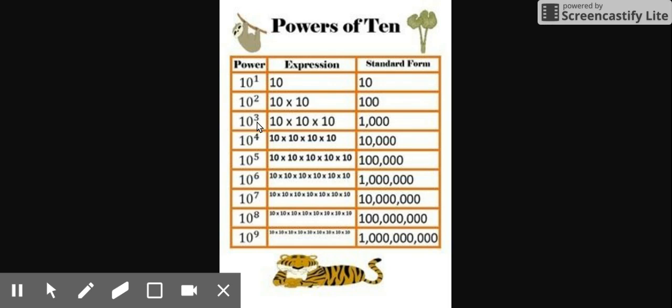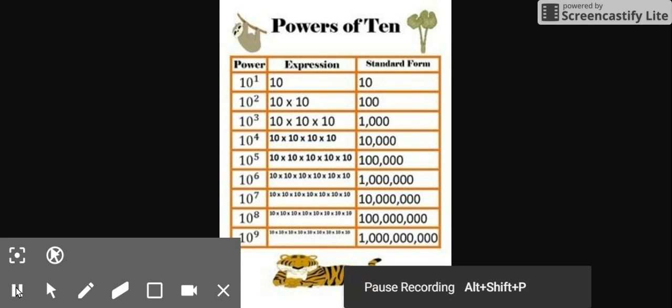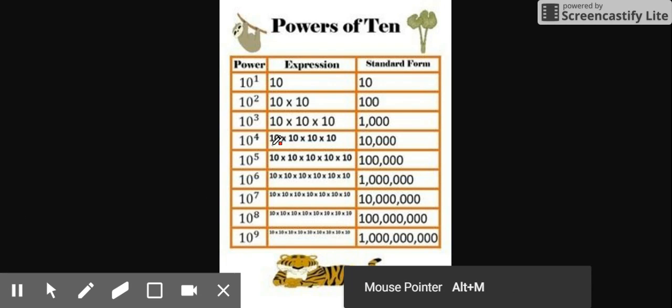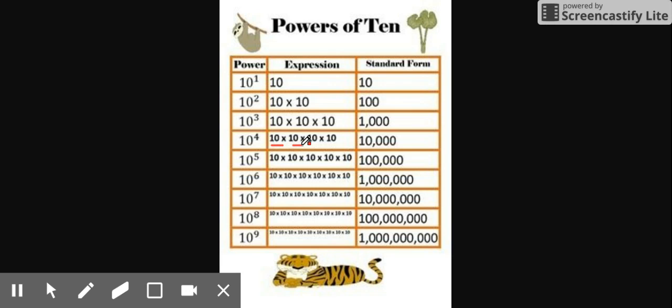So 10 to the third power is 10 times 10 times 10, because I'm going to multiply the number 10 3 times. And if I multiply 10 times 10 times 10, I get the answer 1,000, because 10 times 10 is 100, and then 100 times 10 equals 1,000. 10 to the fourth power would be 10 times 10 times 10 times 10. There are 4 tens. So that means I multiply the number 10 4 times, and I would get 10,000.